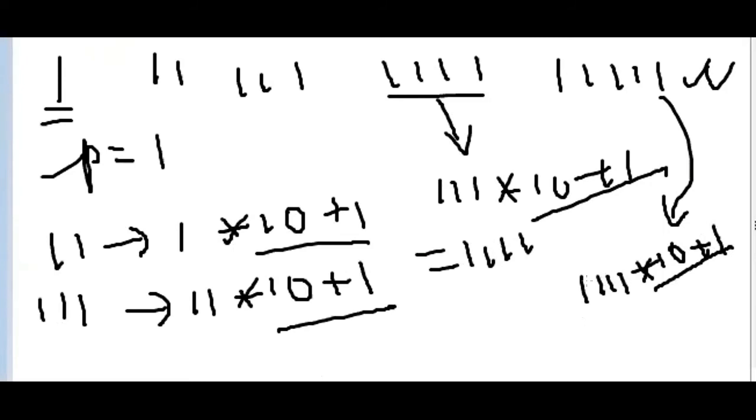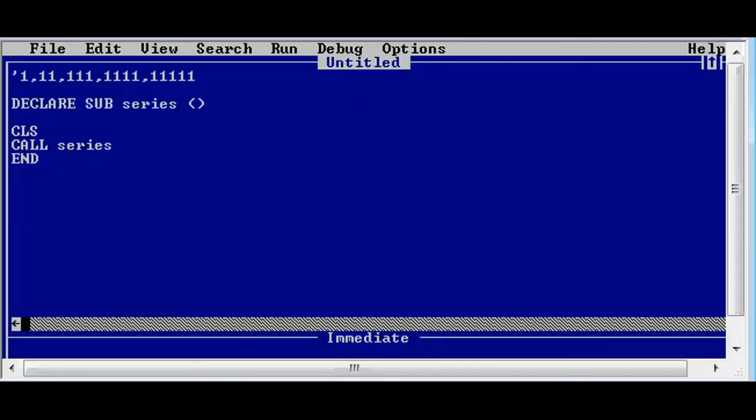And which number to multiply and to add? The previous number. So first of all, we'll store 1 in variable p. Then we'll make p 11 by this method. And then we will multiply p again with 10 and add 1. This will keep on going up to the 5 terms. Then we get this particular series. So let's see in our program how we can solve this.